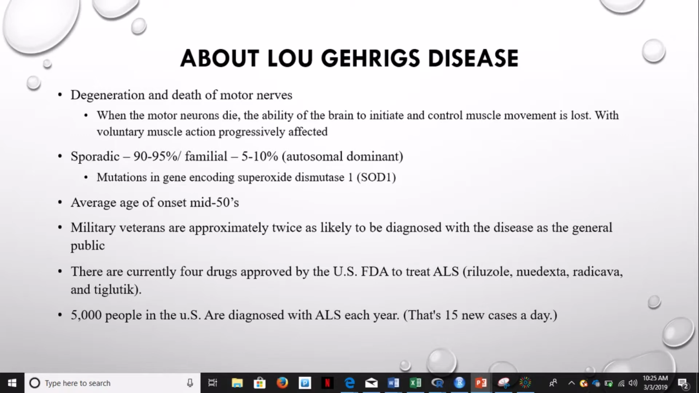Average age of onset is mid-50s. This was particularly important to me: military veterans are approximately twice as likely to be diagnosed with the disease as the general public. And as you can see here, there's no cure, obviously, but there are a couple treatments, like for Alzheimer's and Parkinson's, that just slow the progression a little bit, but they don't cure it. And then we have about 15 new cases a day.